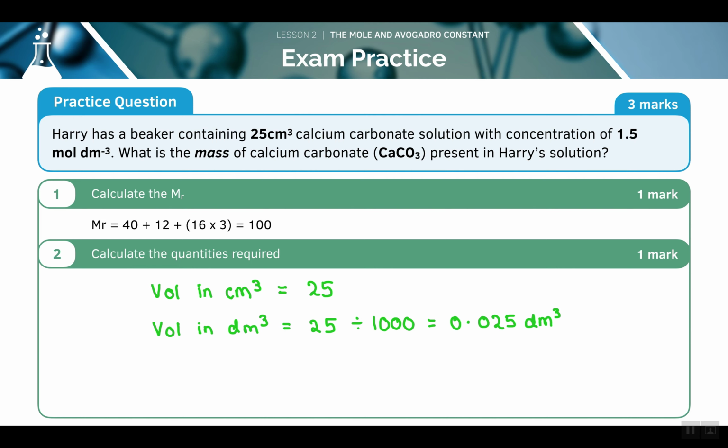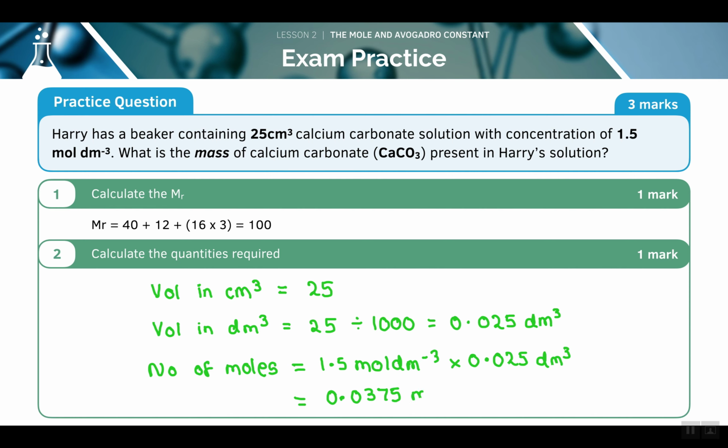Now we want to find the number of moles. So we have our concentration, which is 1.5 moles per decimetre cubed. And we have our volume, which is 0.025 decimetres cubed. This gives us a final answer of 0.0375 moles.